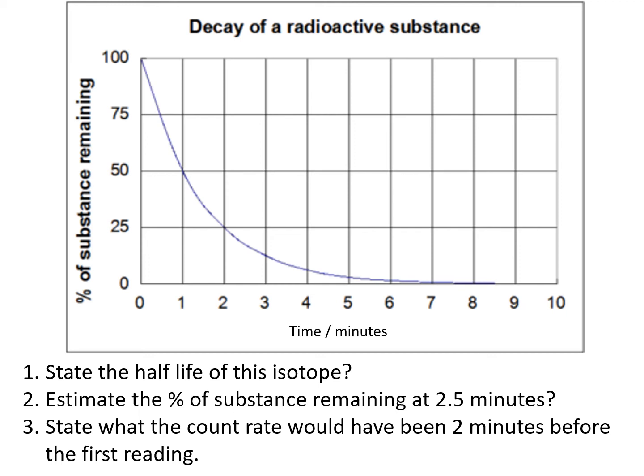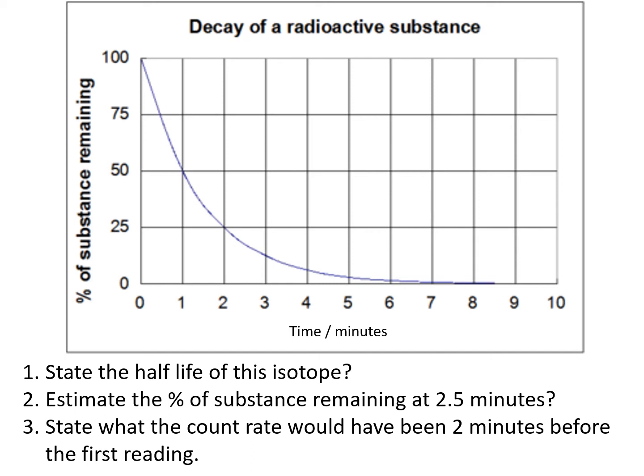Now let's look at how we do the same thing with a graph. Now this time it says percentage of substance remaining. Now that doesn't mean anything different, or at least in terms of a half-life graph. So you can have percentage of substance, you could have number of particles, or you could have count rate, and they will all show the same curve. So state the half-life of this isotope.